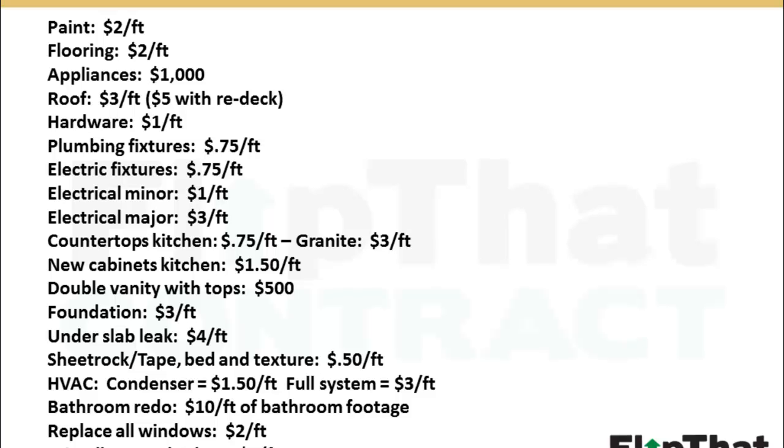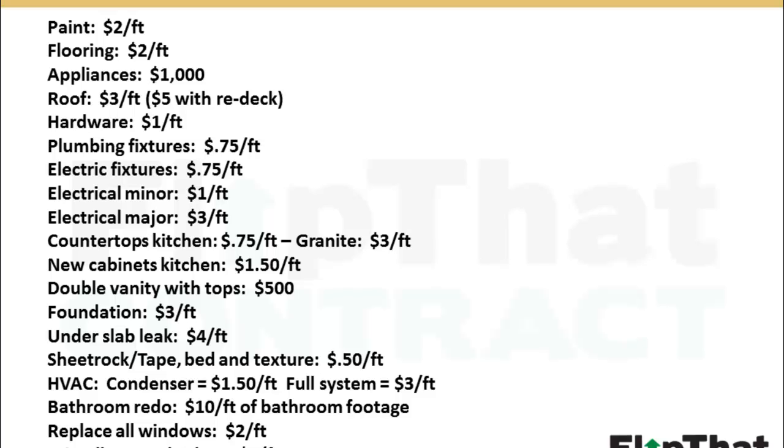A minor electrical, say you need to upgrade a panel and do some minor work, is about $1 a foot. If it's a major electrical job, you want to go ahead and go at $3 a foot, like if you're going to rewire the entire house. A minor would be aluminum wiring or a panel replacement, but if you have both a panel replacement and aluminum wiring, you want to go ahead and budget $3 a foot.